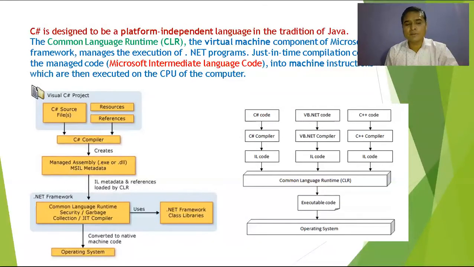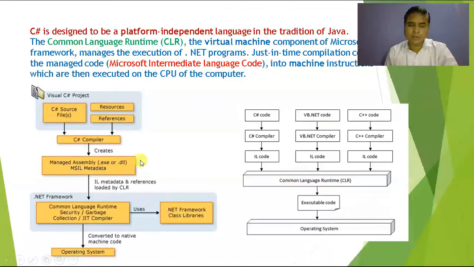In our C sharp, I am studying here C sharp. What is happening here? C sharp is designed to be a platform independent language in the tradition of Java. Here, in case of a JVM, the common language runtime, CLR is here, just equal to JVM in case of Java.